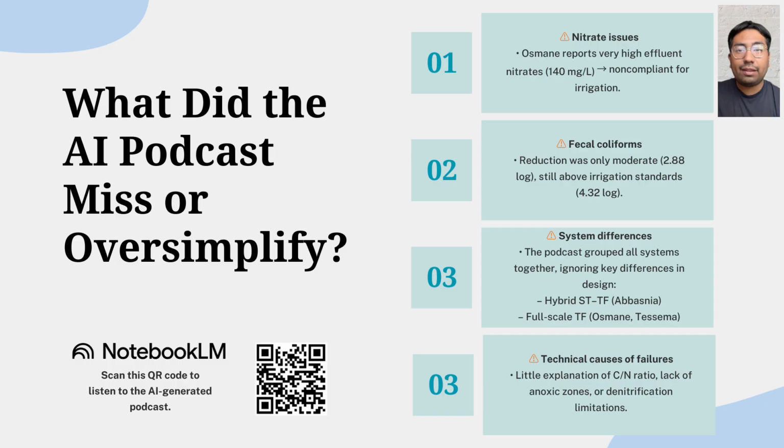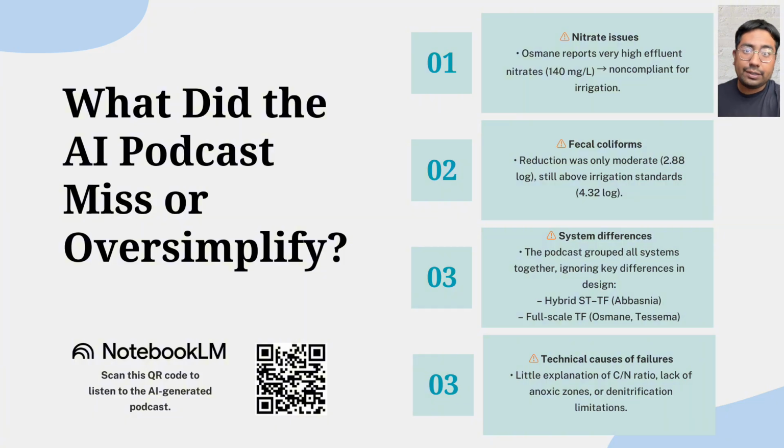When I generated the podcast using Notebook LM, the summary was useful, but it did miss several important technical points from the articles. For example, it barely mentioned the issue of fecal coliforms in the Usmain study. Even though the system achieved some reduction, the effluent was still above irrigation standards. It also didn't emphasize the high nitrate concentrations reported by Usmain, which are well above reuse limits.